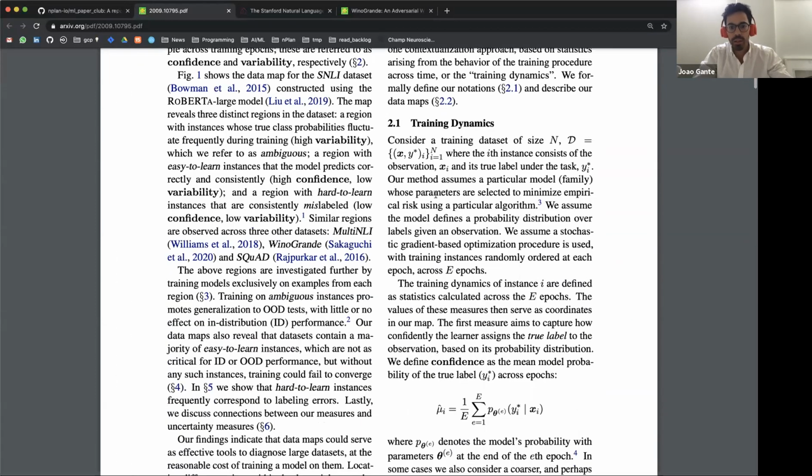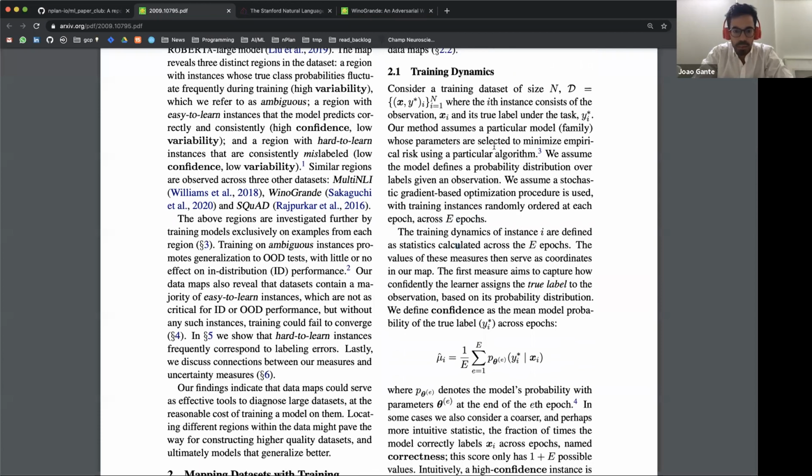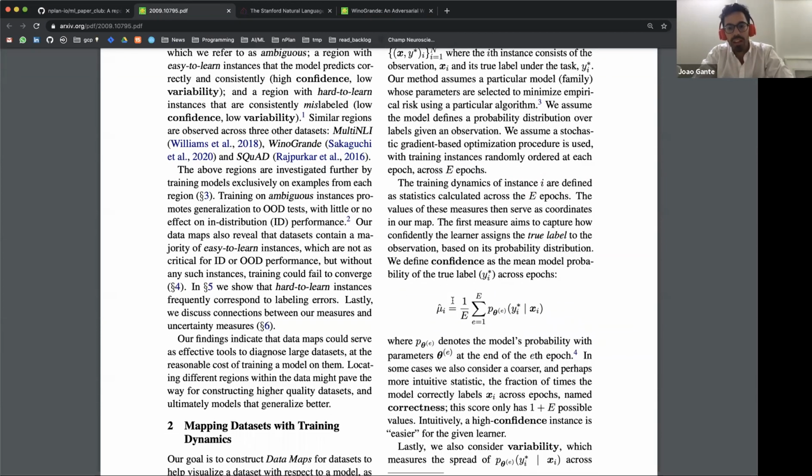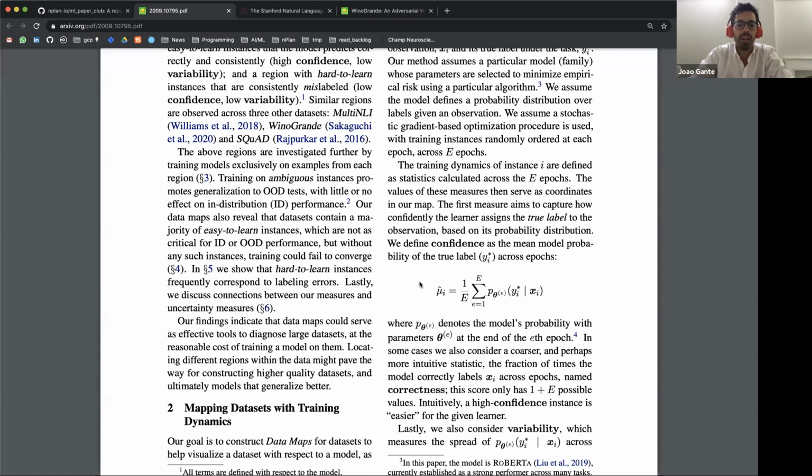Jumping into the details. What they call the training dynamics are essentially two very simple metrics. They lay out the assumptions here: they assume a deep learning framework with some gradient-based optimization. The data is shuffled, and they train across epochs. Given these assumptions, you can define what they mention as training dynamics, and the metrics they consider to build that map in figure 1.